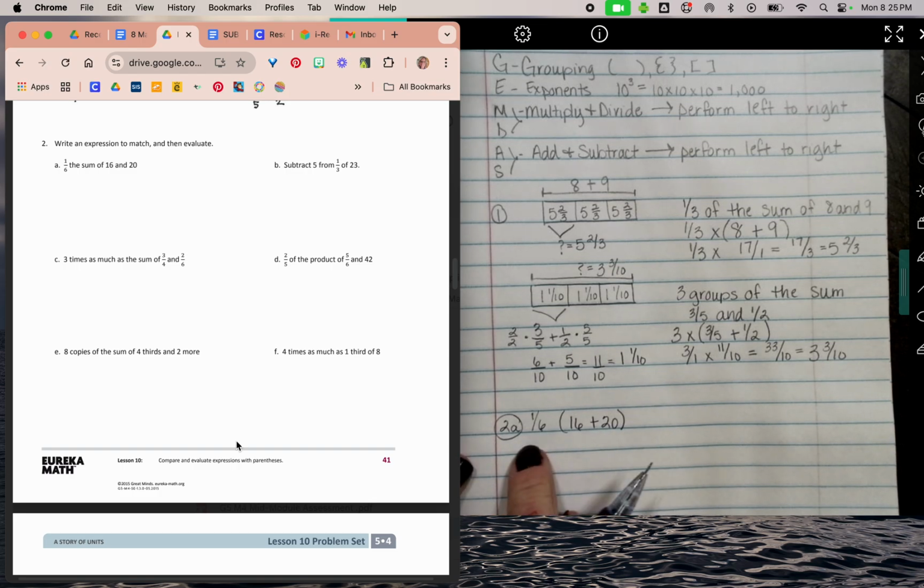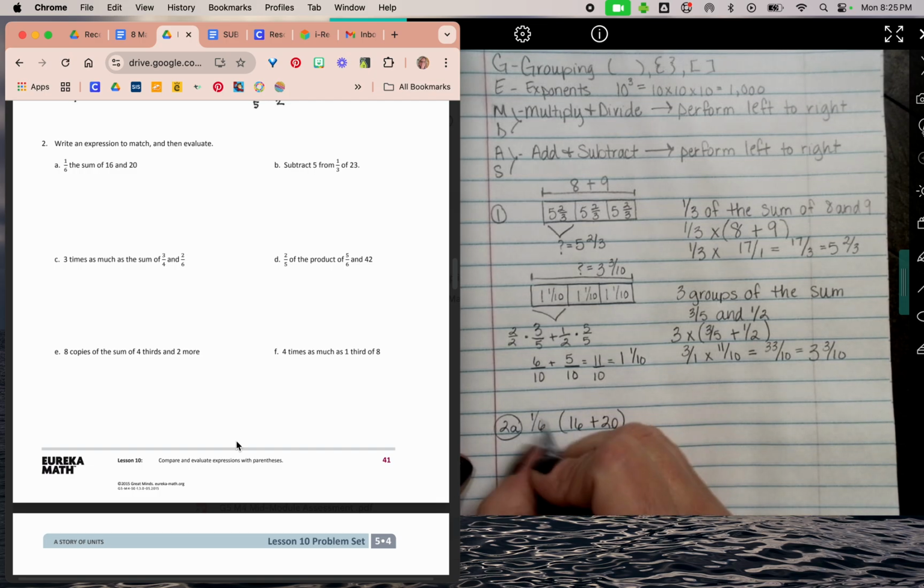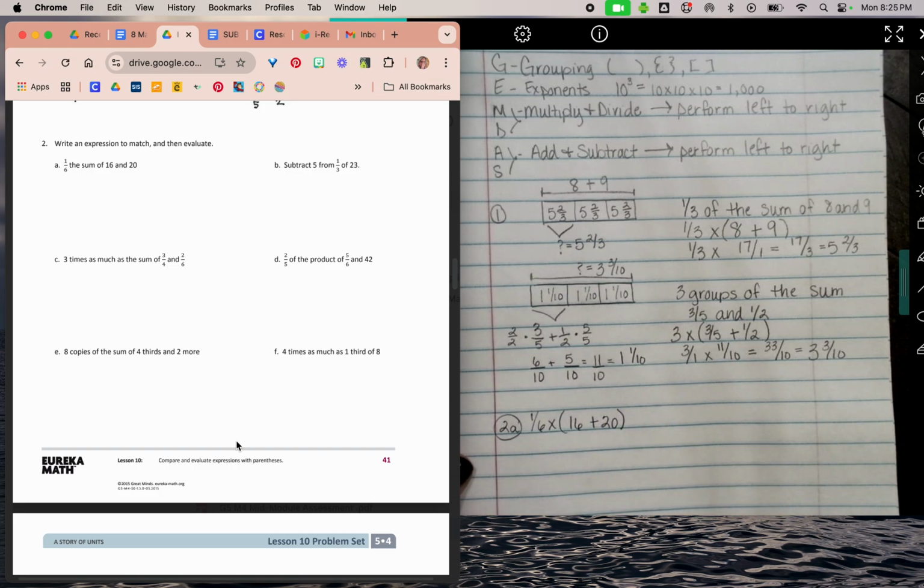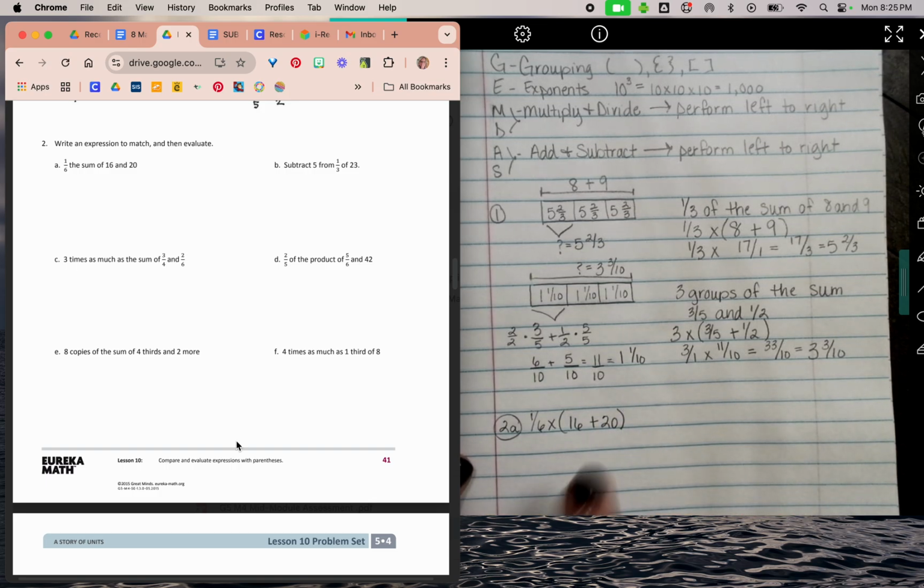Now we've talked about this before. Anytime we have a number outside of the parentheses, we know that it signifies multiplication, but we can also write that multiplication sign in as well. Now notice that I did put parentheses around 16 plus 20 because it's saying the sum of 16 and 20. So I need to get this sum first. It doesn't say 1/6 of 16 and then add 20 more. So we have to make sure that we're taking both of those numbers and we're adding those numbers together.